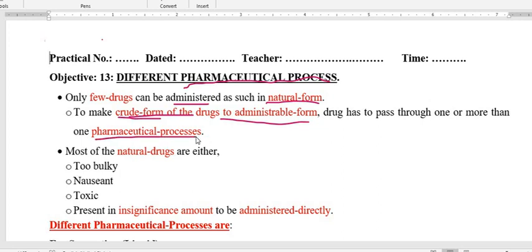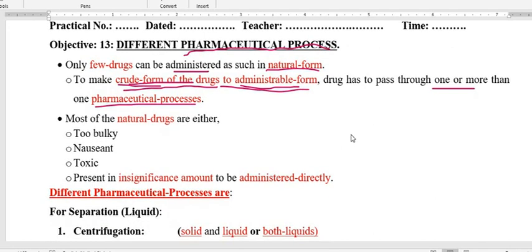So a pharmaceutical process is a process in which we convert a crude form of drug, which is usually not in administrable form, into an administrable form. And the drug may go through one or more processes.